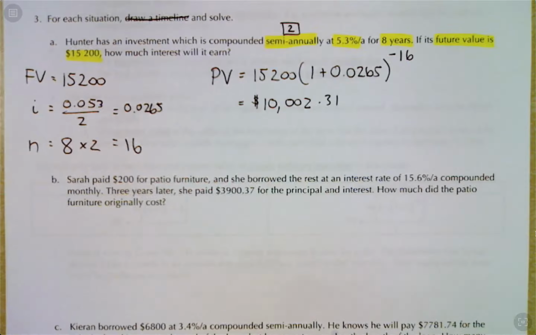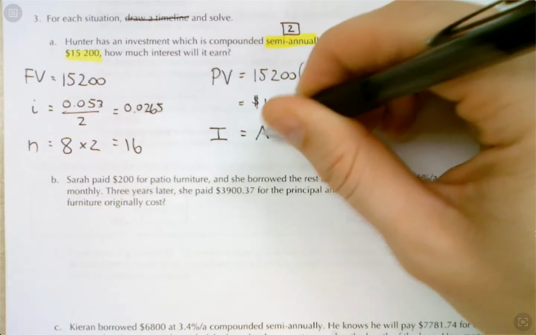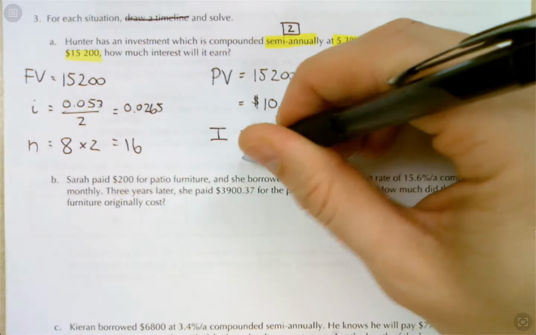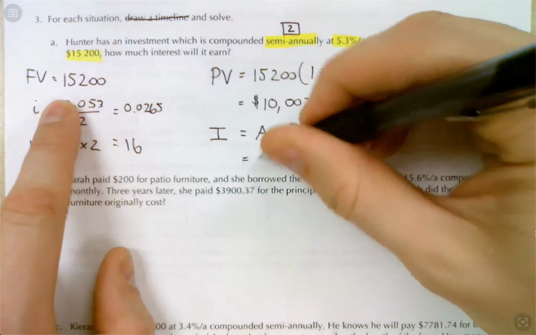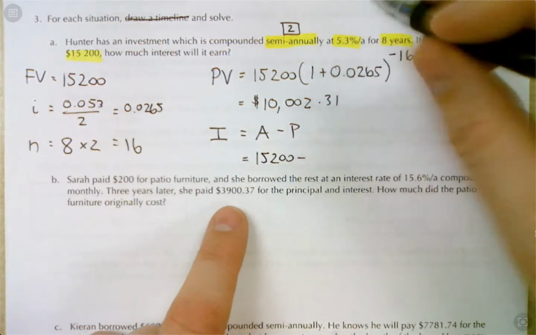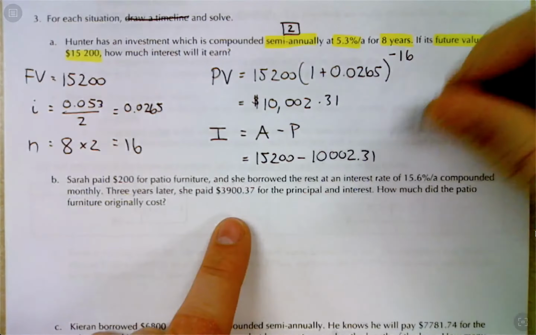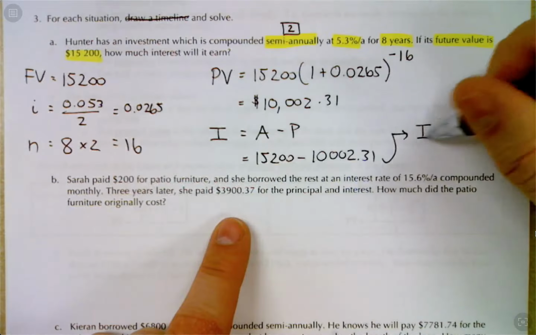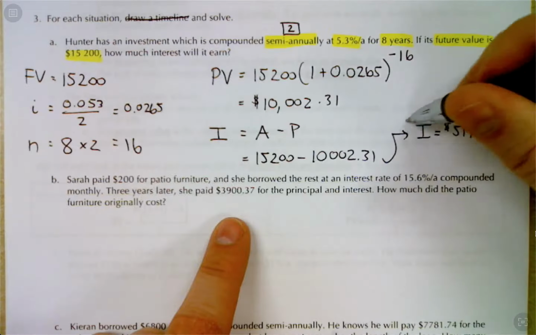The difference is the interest. So if we want to find that, we use that second equation, amount minus principal. That will always give you the interest. Amount is the future value, 15,200. Principal is the present value, $10,002.31. So the interest earned is $5,197.69.